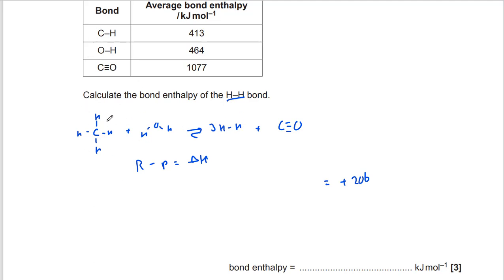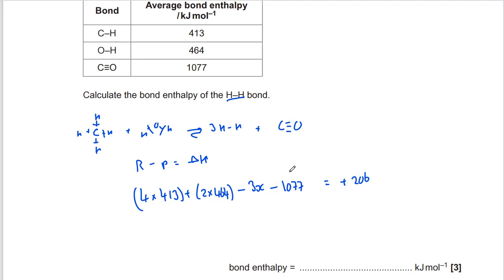So let's work out the ones that we have to do a bit of multiplication for. We've got 1 mole of methane, so we've got 1, 2, 3, 4 C to H bonds. So 4 times 413. Plus, we've got 2 OH bonds. So 2 times 464. Those are your reactants. Now we've got to subtract the product. So minus 3x, which is our H's, which we don't know, minus 1077 equals plus 206.